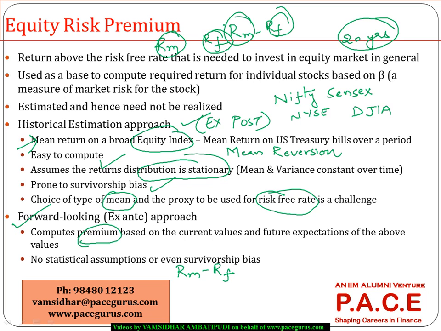So there is no question of the assumptions relating to mean reversion or stationarity of the returns, and there is also no assumption relating to survivorship bias. All these things will not be an issue because we are trying to compute the values of RM minus RF for the future based on the current values and the expectations about the future with respect to each of those values.